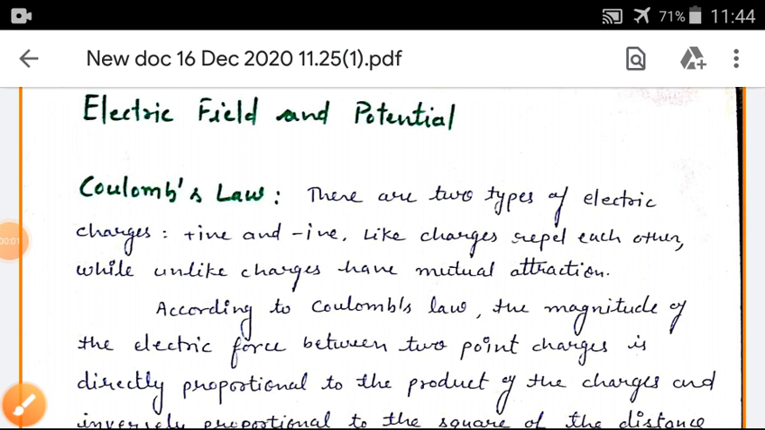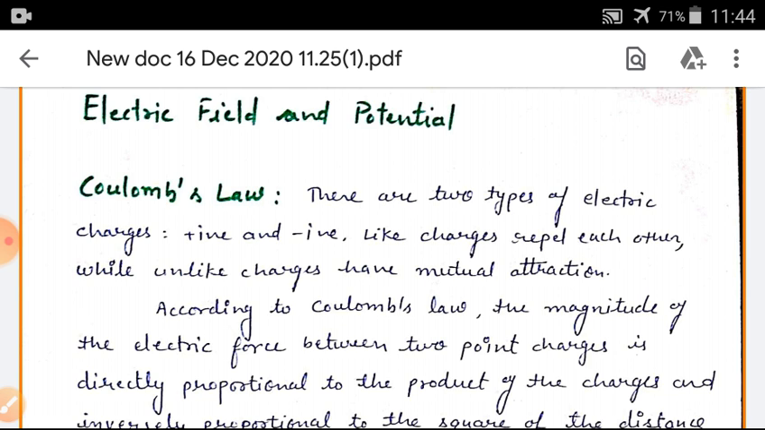Today we will discuss Coulomb's law and some terms related with charge. First we will discuss Coulomb's law and all the topics related to Coulomb's law in the chapter electric field and potential. So first we will take Coulomb's law.